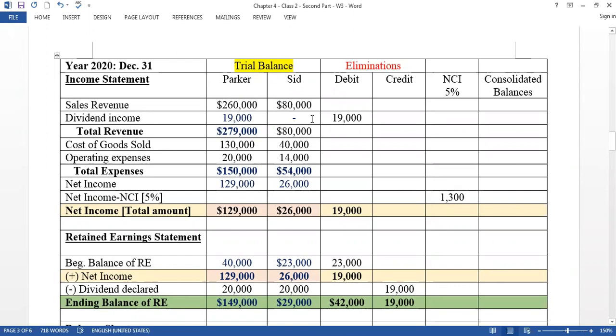Now we can prepare the consolidated part. Here you know that sales revenue. What is the normal balance of sales revenue? The normal balance of sales revenue is credit.